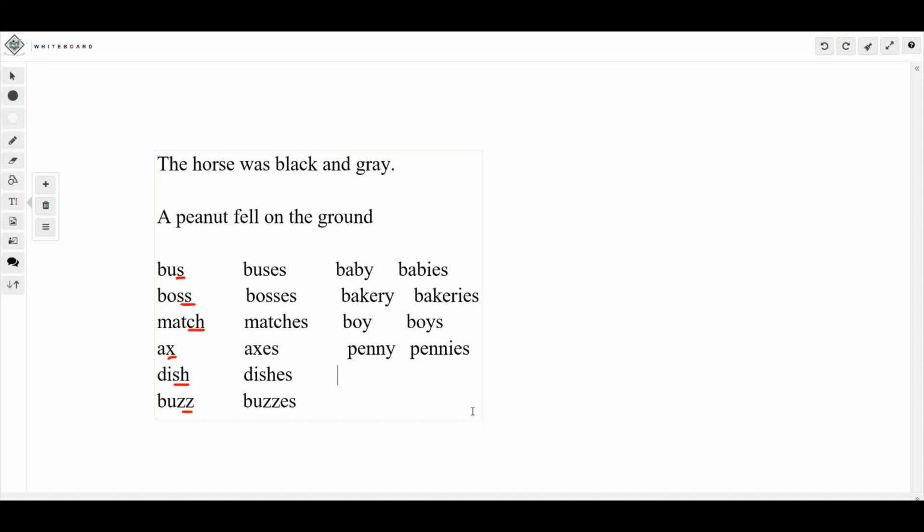Now, let's look at, what is this word here? Monkey. It ends with a vowel and a Y. So how are we going to make it plural? Because it's a vowel Y. Now, what if we have this word? How are we going to make that plural? It ends with a consonant Y, so we change the Y to an I and add ES.